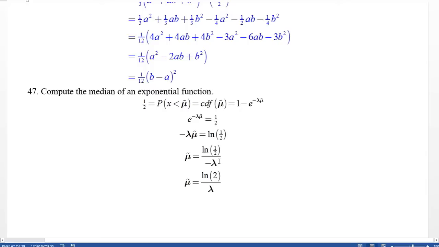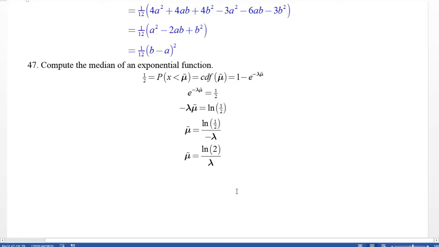I'm going to write this a slightly different way using some properties of exponents. Move the negative to the top, so we have -1 times the log of 1/2, which is log of 1/2 to the -1 power. 1/2 to the -1 power is 2, and so we just get the log of 2 divided by lambda, and so that's the median.